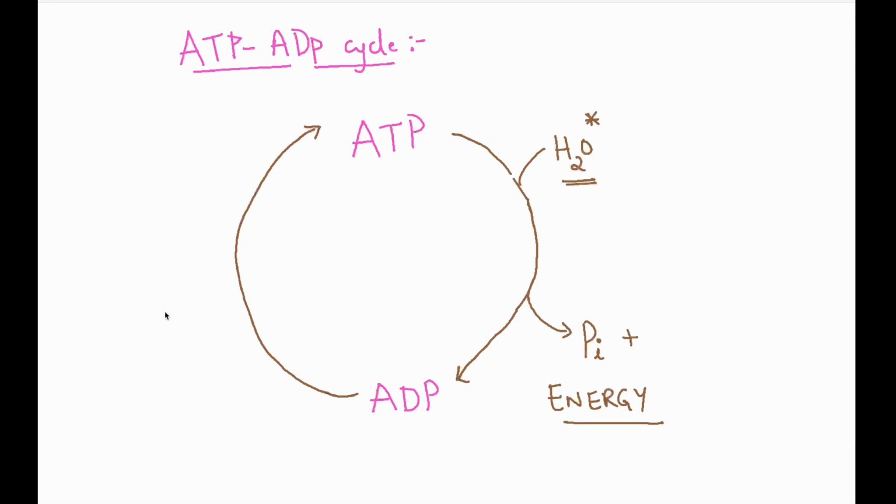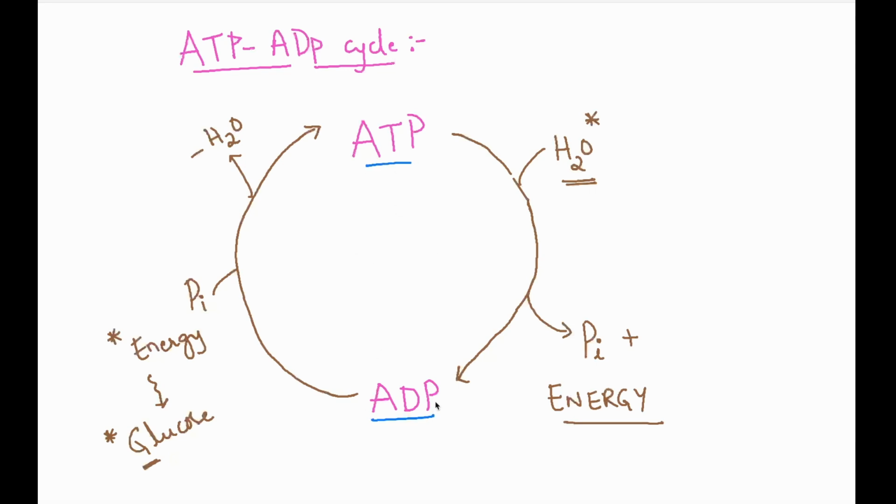When energy is available, and remember that this energy has to come from the breakdown of glucose through aerobic or anaerobic cellular respiration. Okay. So glucose is broken down in a series of steps to release its stored energy, which can then be used to regenerate ATP. Now, this reaction takes in a molecule of inorganic phosphate and it releases a molecule of water. So, this is the ATP-ADP cycle.